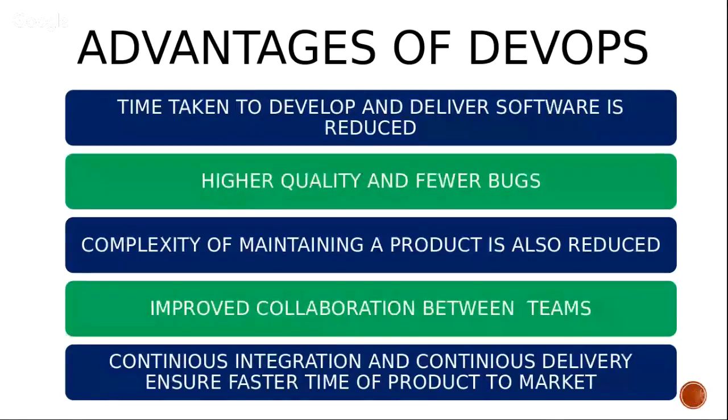Next one is continuous integration and continuous delivery. Ensure faster time of product to market. Due to the fact that you are prepared for continuous integration, any new feature that is added, you are ready to integrate it and deploy immediately. Your product is released faster to the market, so it gets to market faster than with the agile model.